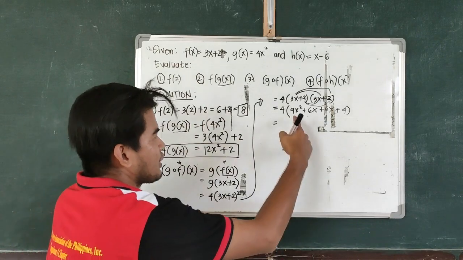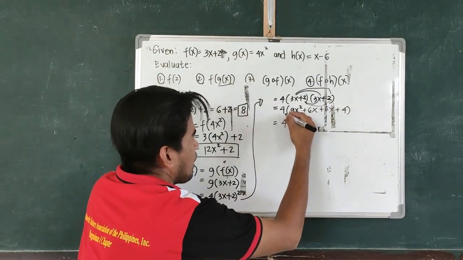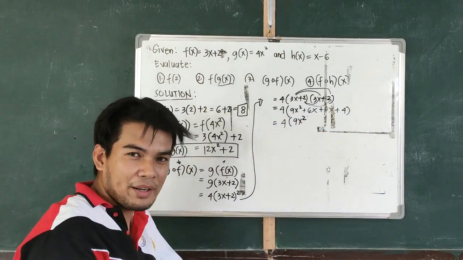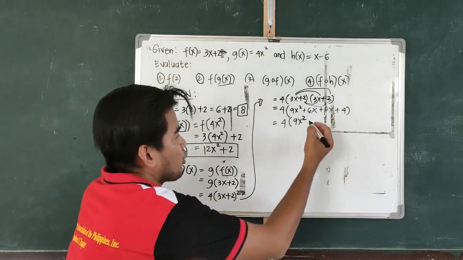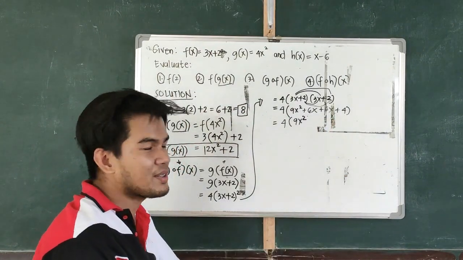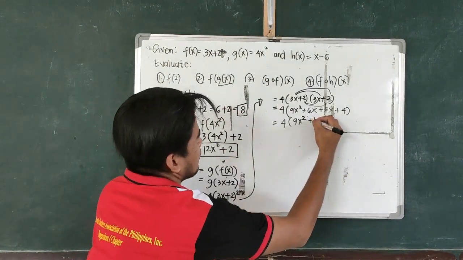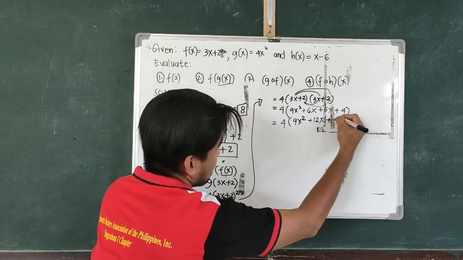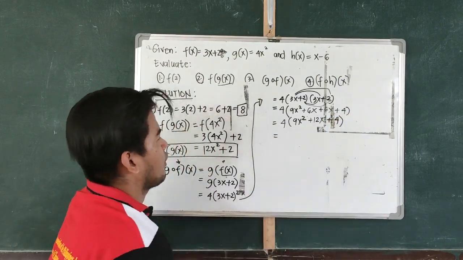So combining similar terms here, we have copy 4. Then we bring down 9x squared since wala naman siyang kapareho ng may x squared. We combine 6x and 6x since these are similar terms. 6 plus 6 is positive 12. Then we have fixed x. Then we bring down positive 4.